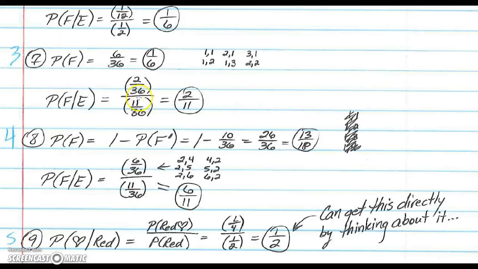Any way you want to, you can get this 11/36. When we reduce it, the 36s are going to cancel out once we change this into the reciprocal here, and we get 2/11.